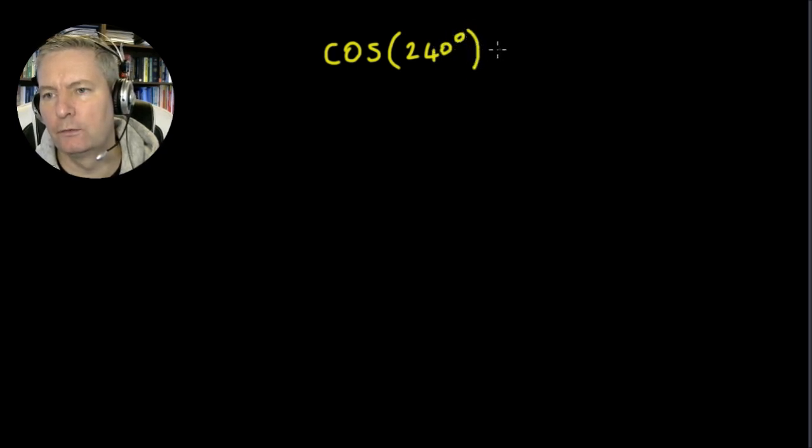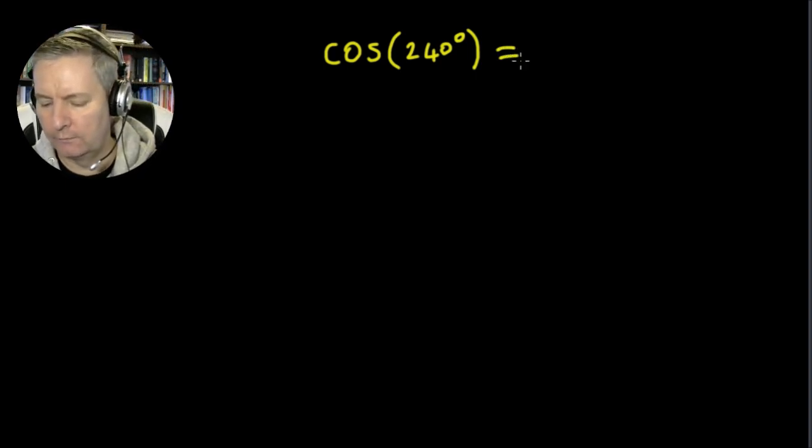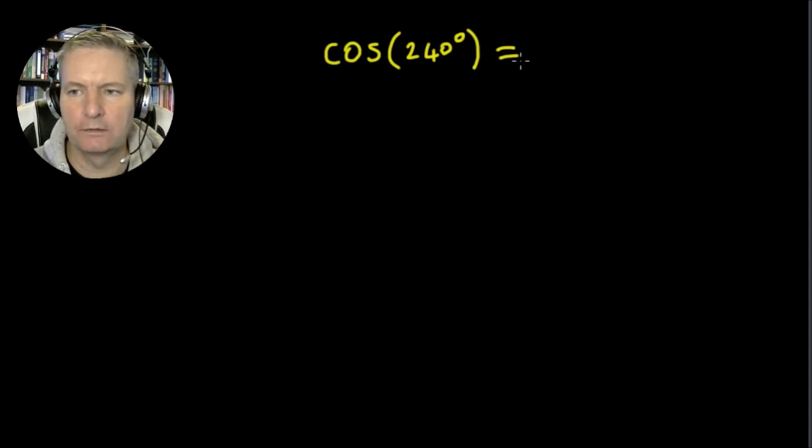So let's have a look at this example here. Let's say we have the cosine of, say, 240 degrees. Now these are pretty random, I'm just picking these out of my head. So we'll go in and we'll put it in the calculator. So the cosine of 240, and I suggest you get your calculator out and put these values in. So it's minus 0.5.